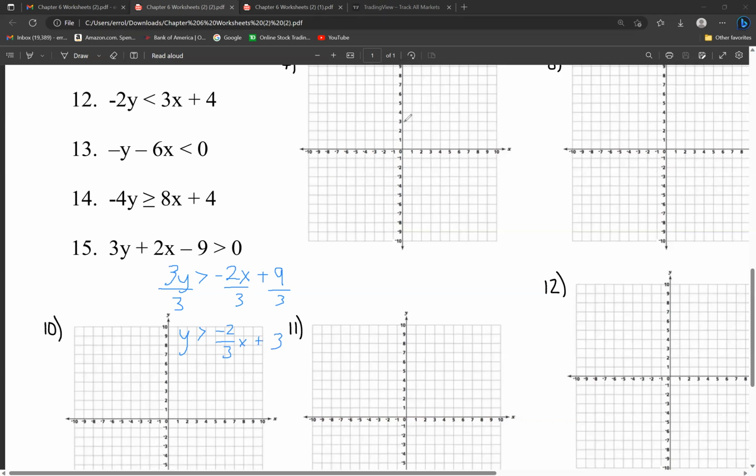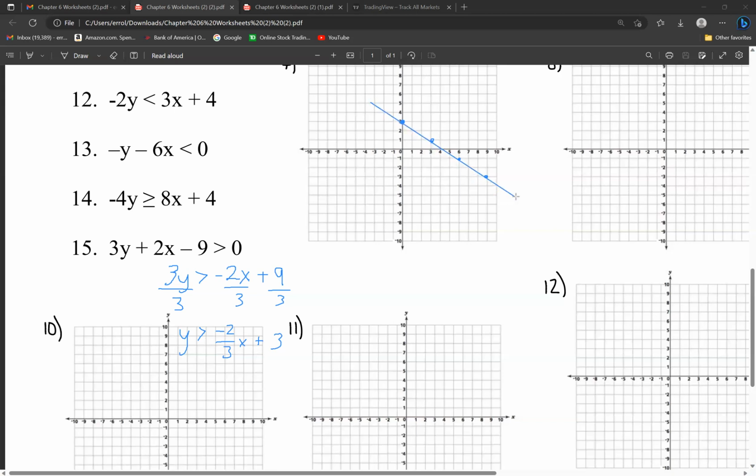Start at 0. Put the dot at 0, 3. Good. Where's the second dot? It's down 2 and 3 to the left. To the right. Down 2, 3 to the right. Connect those. All right, connect those dots.